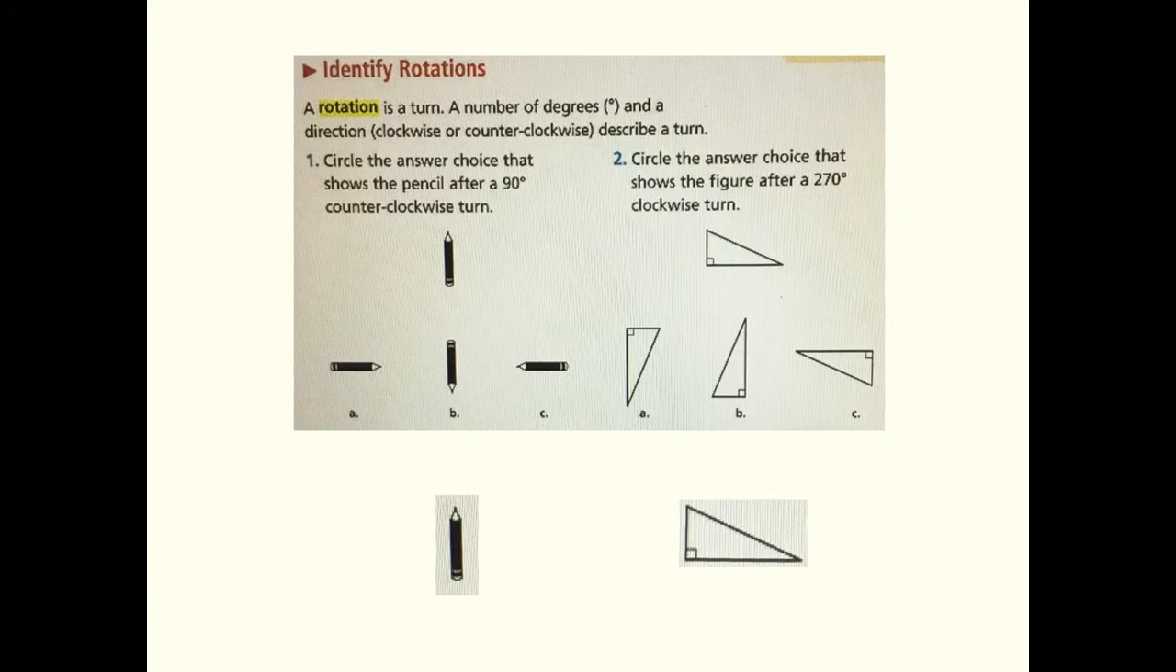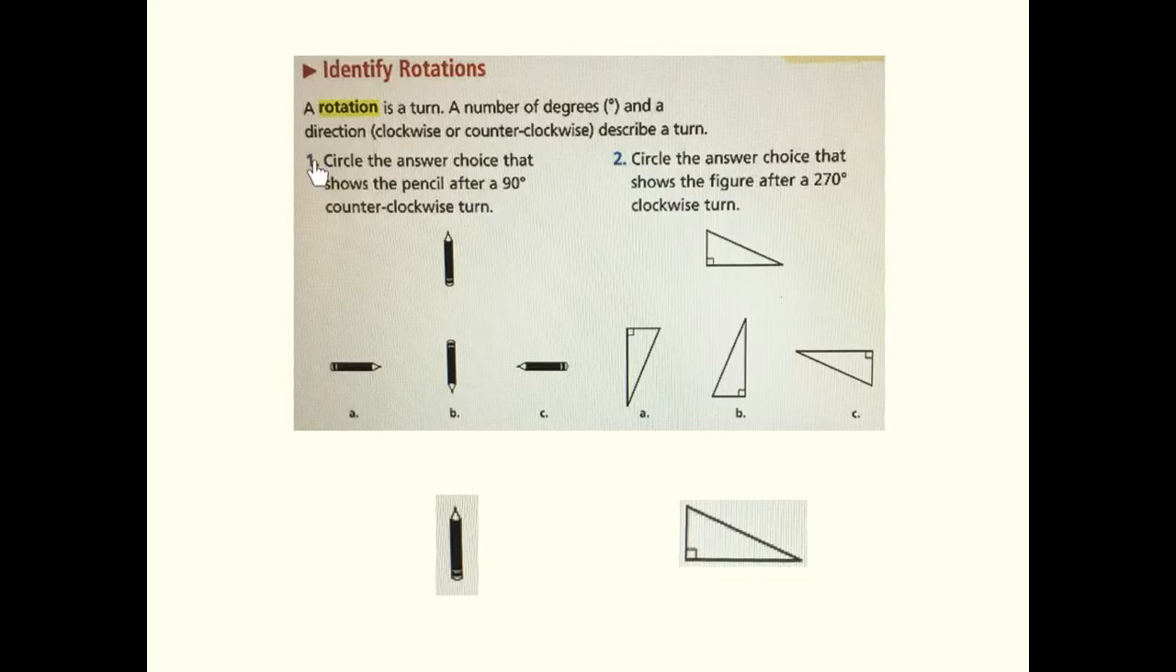Now we'll take a look at these different types of rotations with different figures than the Bitmoji character. So the key thing to remember is that a rotation is a turn. You're turning the figure a number of degrees and a certain direction, either clockwise or counterclockwise. Remember, clockwise is with the hands of the clock, counterclockwise is the opposite of the hands of a clock.